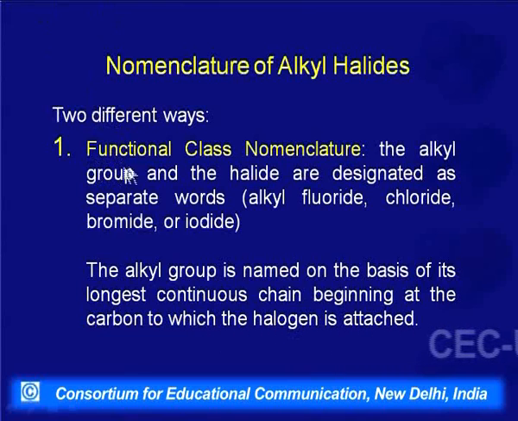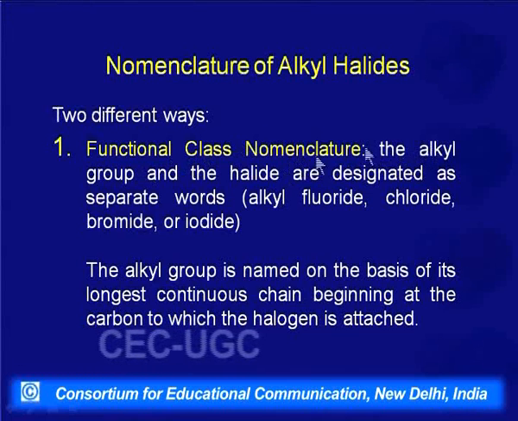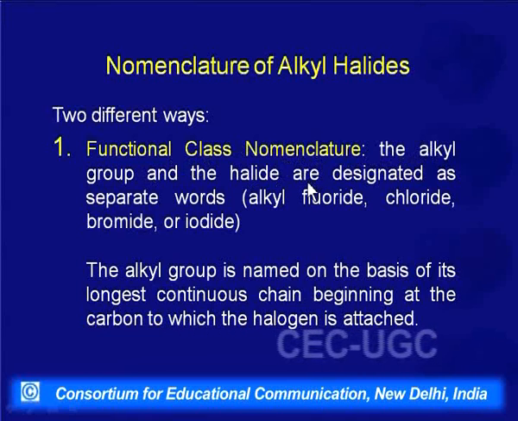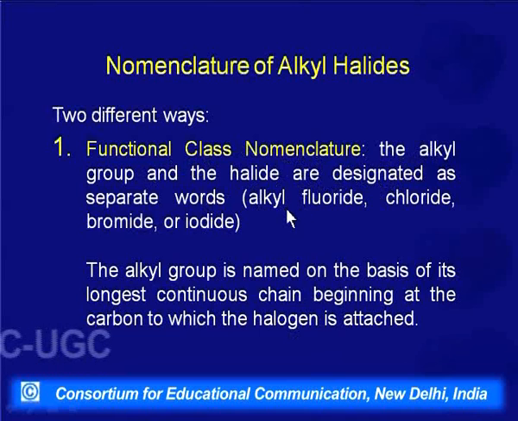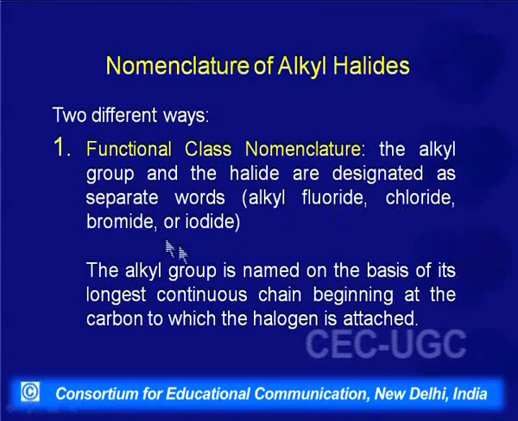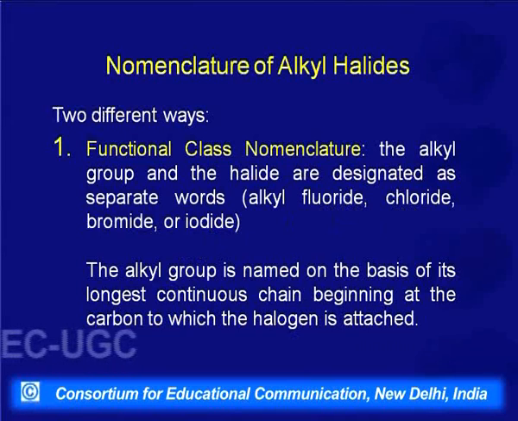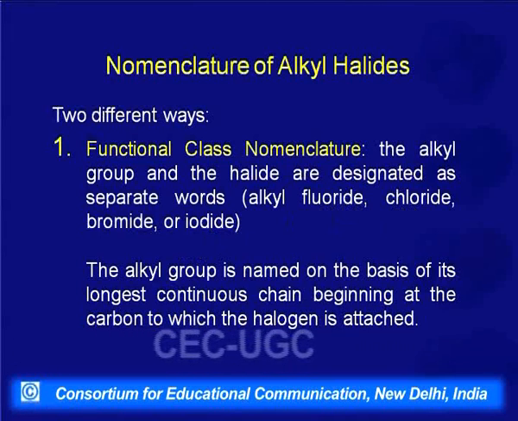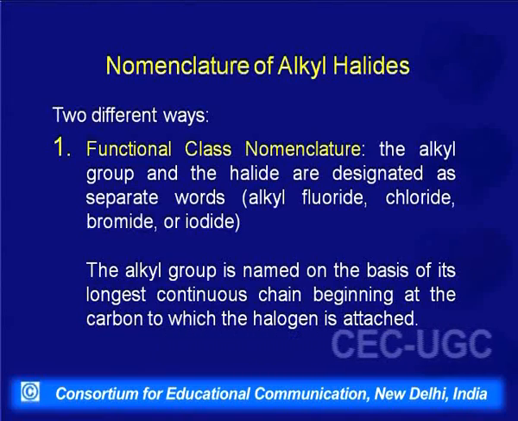One is the functional class nomenclature. Here the alkyl group and the halide are designated as separate words. For example, alkyl fluoride or alkyl chloride or alkyl bromide or alkyl iodide. There are 2 words where the hydrocarbon chain is named separately and the halogen atom is named separately by fluoride, chloride, bromide or iodide.